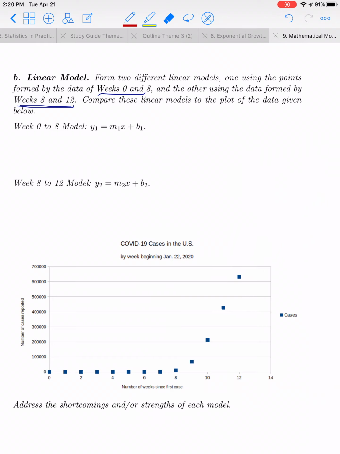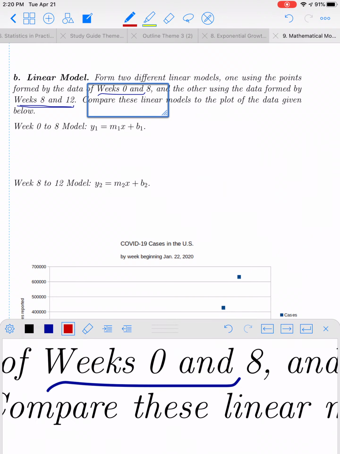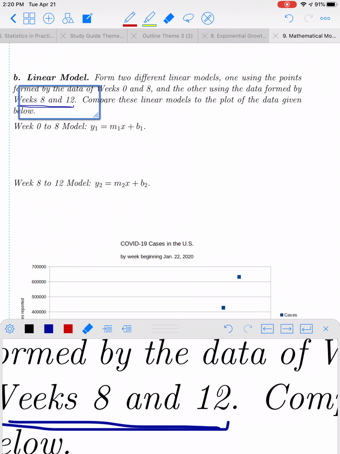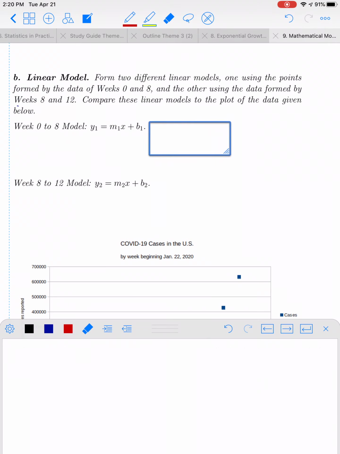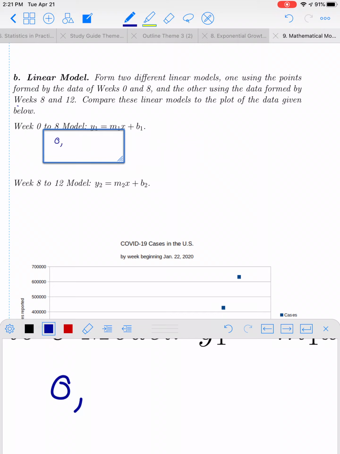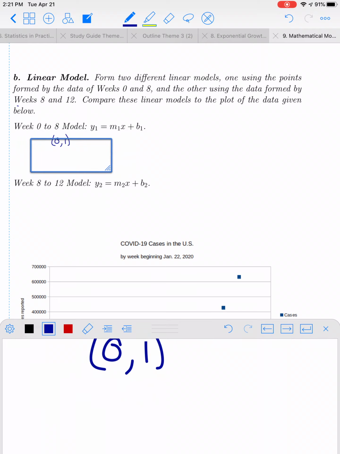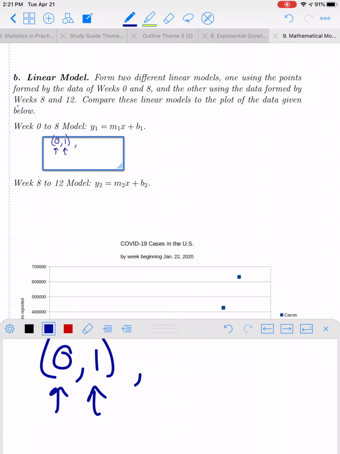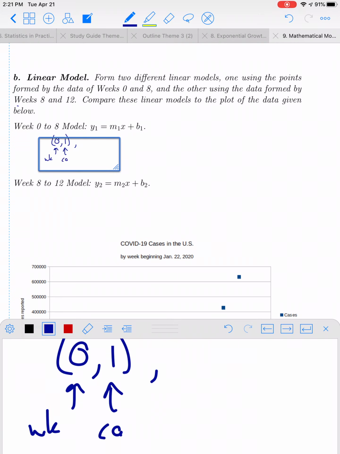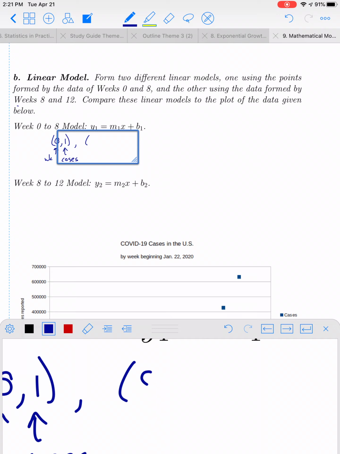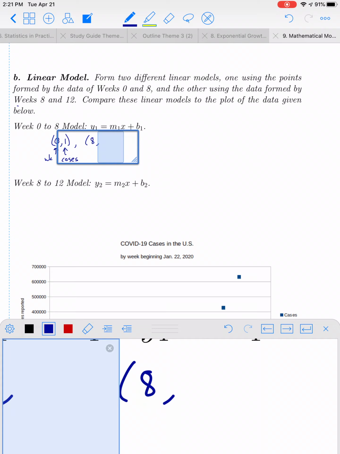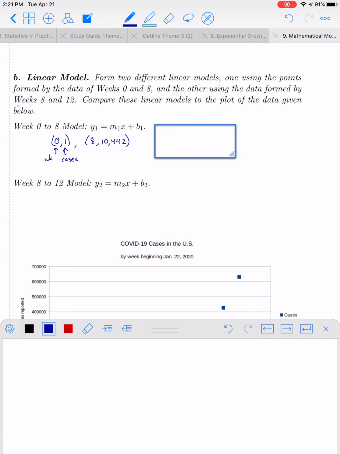Now, to come up with the equation for these lines, just in case they were worth considering, let's do it. So remember how to find the equation of the line between the points. This is week 0, and the number of cases in week 0 was 1. And then for week 8, the number of cases in week 8 was 10,442, drawing this from the table on the previous page.